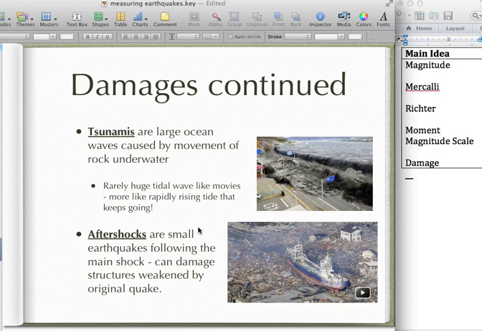Right? And then finally, our last way that we can have damage is aftershocks. An aftershock is just a small earthquake that occurs after the main one, and it can cause damage by shaking structures that were weakened by the original earthquake. So maybe this building would have been fine with a small magnitude 3 earthquake, but when you have a magnitude 8 earthquake to begin with, now your magnitude 3 earthquake can do some damage because the building has already been weakened. Alright, so those are the 4 ways that earthquakes can cause damage.